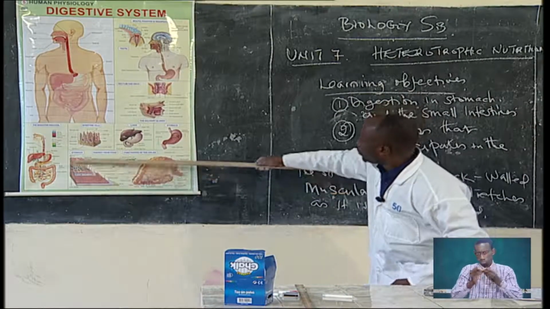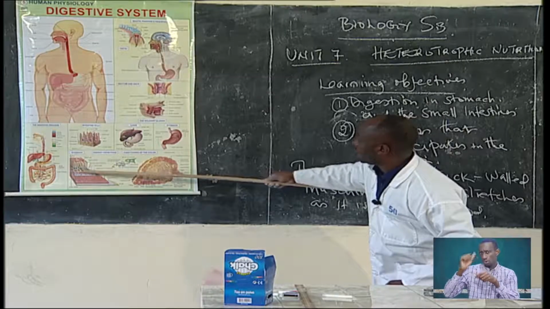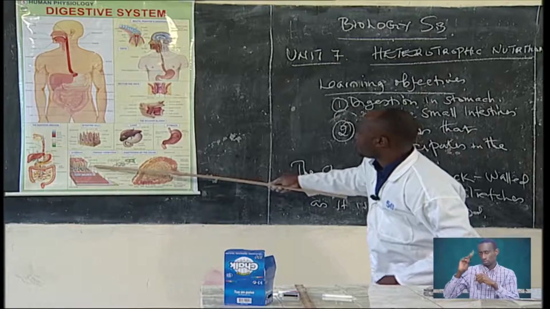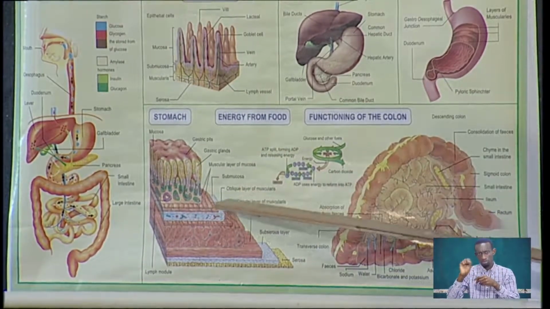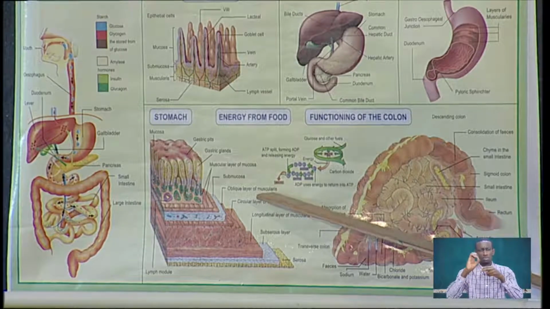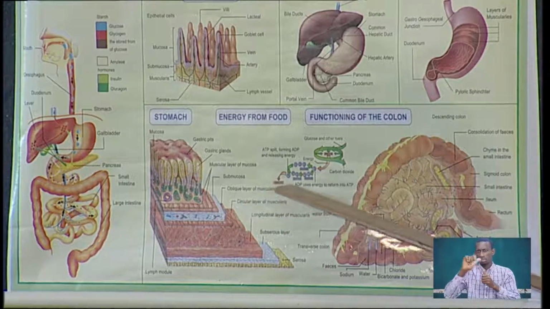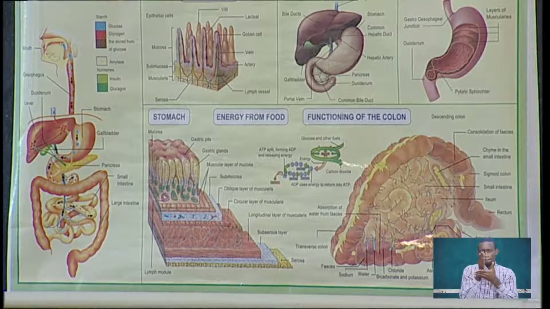You can say these gastric pits originate from gastric glands. As you can see, the gastric gland is in the mucus layer, which is called mucosa. We have the submucosa, and we have the oblique layer and so on. So these are the parts that make up the gastric gland.